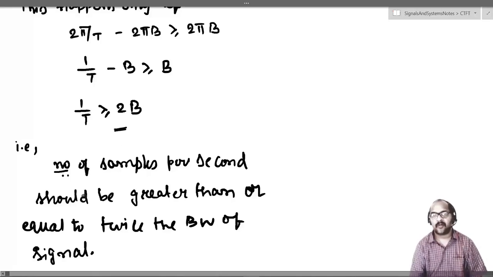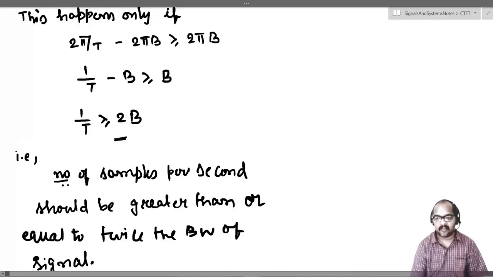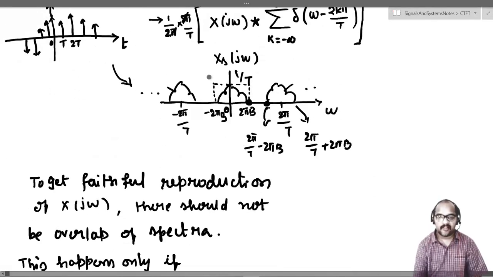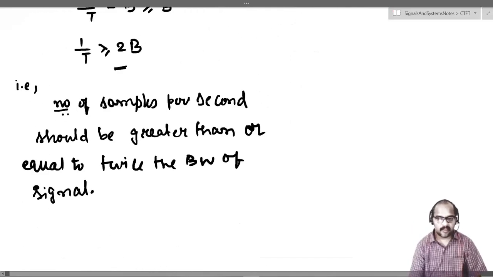That is what? The number of samples in 1 second should be greater than or equal to 2b. If this condition is satisfied, then what will happen? We can get back that X of j omega, which is centered at origin. Once we get that back, we can have the analog signal x of t. That's what we mean by faithful reproduction.